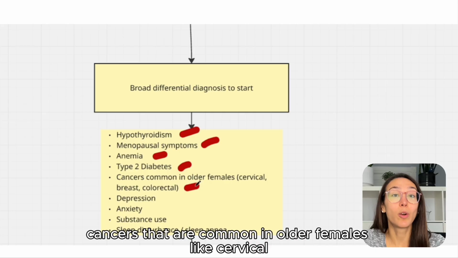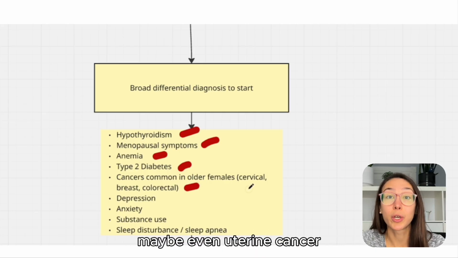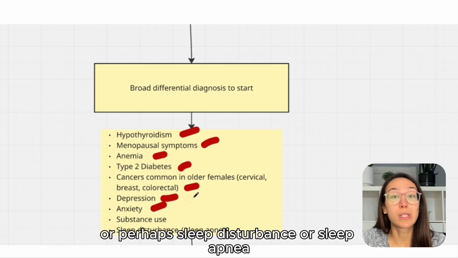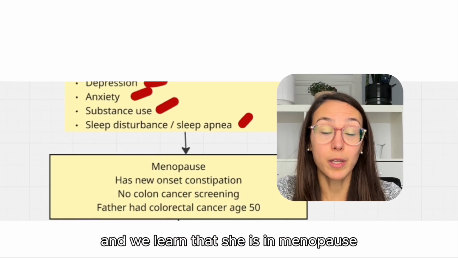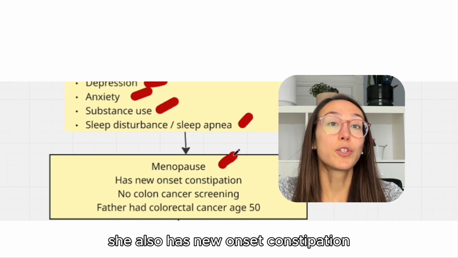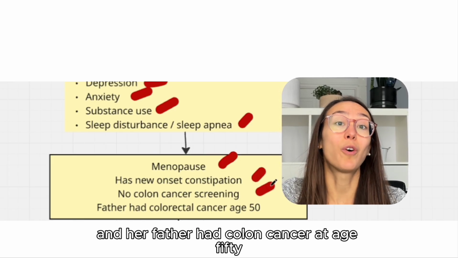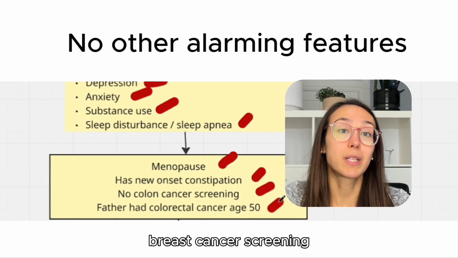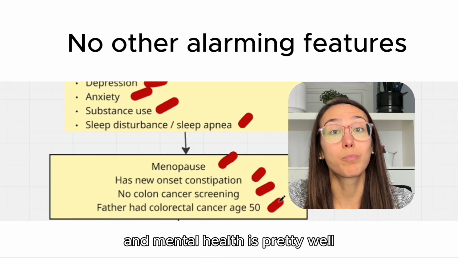Cancers that are common in older females, like cervical, breast, colorectal cancer, maybe even uterine cancer, mental health conditions, substance use or medication side effects, or perhaps sleep disturbance or sleep apnea. So we go on to perform the history and we learn that she is in menopause for the last year or so. She also has new onset constipation, hasn't had colorectal cancer screening, and her father had colon cancer at age 50. But she's up to date on cervical cancer screening and breast cancer screening. She's not having any abnormal uterine bleeding, and mental health is pretty well.